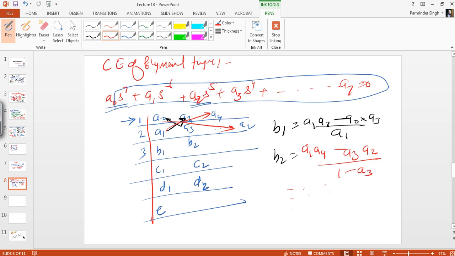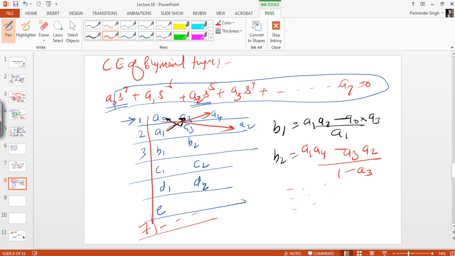So this is how you can prepare the complete array, and the number of rows will be 1 plus the highest power of s. Now how much is the highest power of s? 7. So we'll have 7 different arrays in which these parameters b1, b2, c1, c2, d1, d2, e1, e2 and f1, f2 are to be calculated. Clear? Now let me take an example over here, then you will be able to understand how the things are to be done.